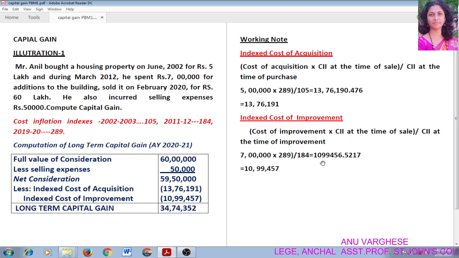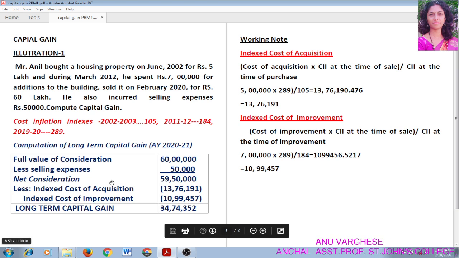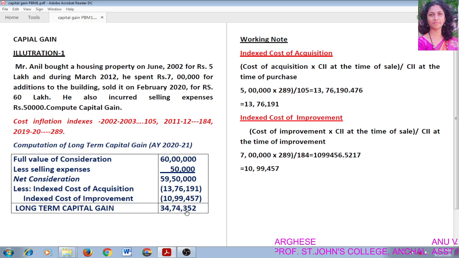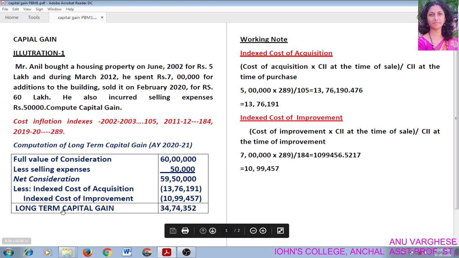We are getting 10,99,456.5217. We can round this off to 10,99,457. Deduct this figure from net consideration. Right here, less indexed cost of improvement, 10,99,457. When we deduct these figures from 59,50,000, we are getting 34,74,352. This is the long-term capital gain. Okay, hope you understood this problem. Thank you.